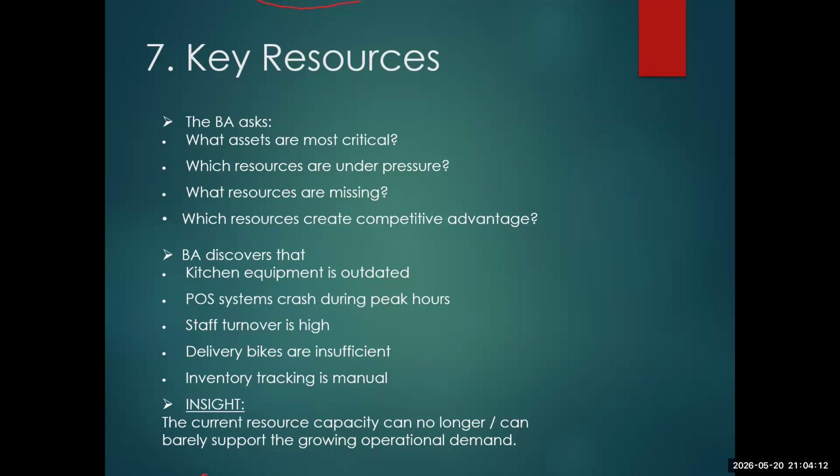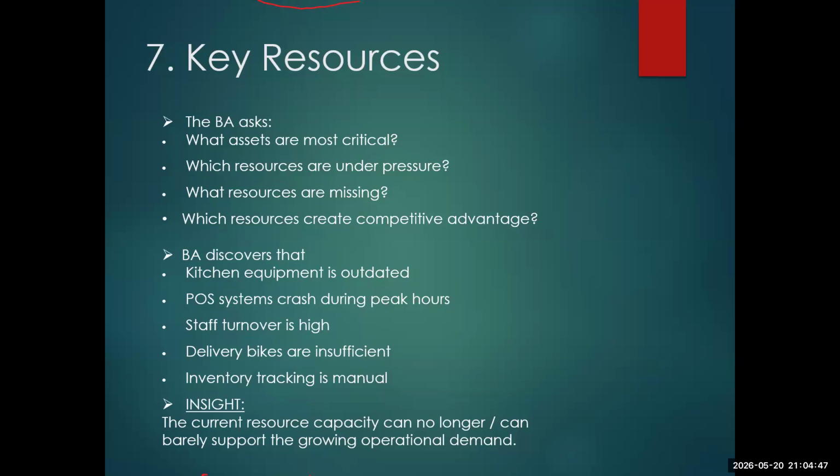The BA asks the question, what assets are most critical? What resources are under pressure? What resources are missing? What resources create competitive advantage for you? By the time she goes around the restaurant herself, she can find that the kitchen equipment is obsolete and outdated. She finds that the POS system crashes during peak hours. Staff turnover is high. Delivery bikes are not enough, or maybe they're even having problems. Mechanic today, no mechanic tomorrow. Inventory tracking is manual.